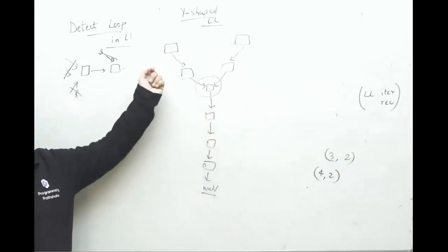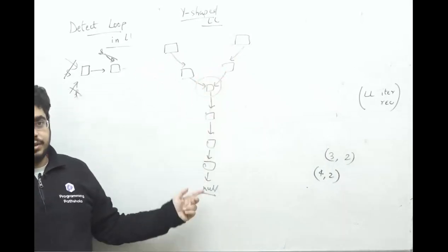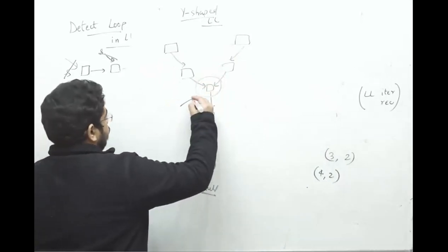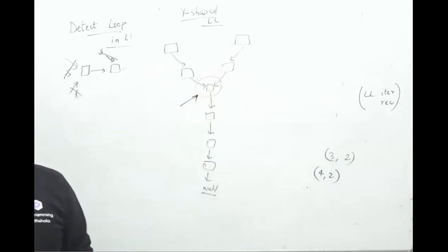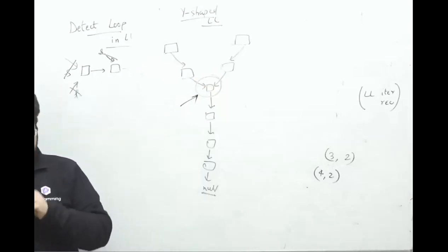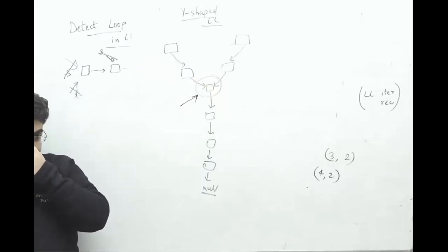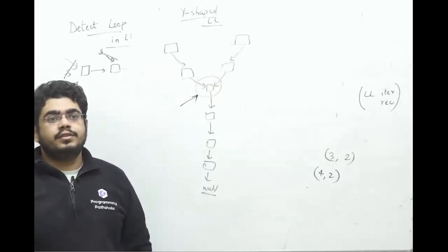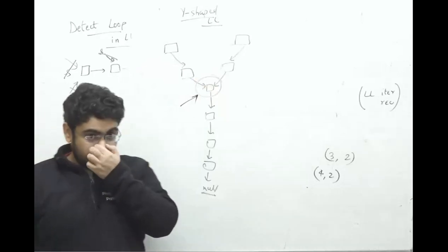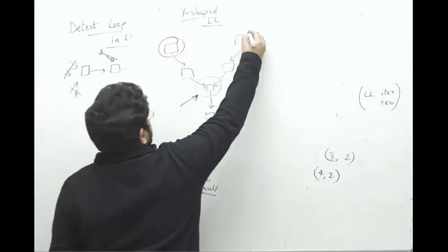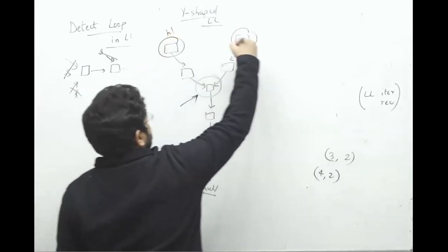Anyways, the question says that let's say we are given a Y-shaped linked list. We want to find the intersection of it. Everyone, is the question clear? Yes or no? Okay. So we'll be given two things: the two heads for the Y-shaped linked list.